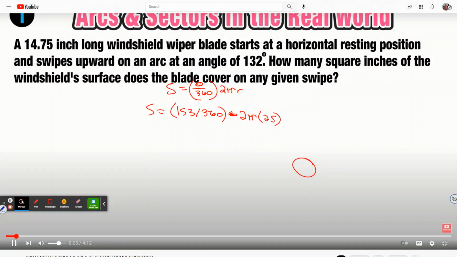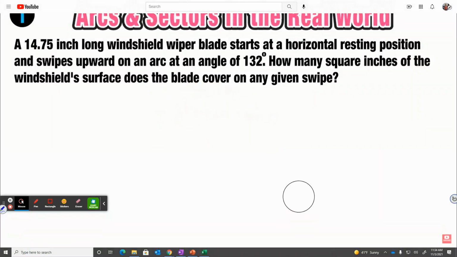What's up, everybody, and welcome to this lesson on arc lengths and sector areas in the real world. So let's go ahead and jump right into our first example here. We'll start off by highlighting the key information.